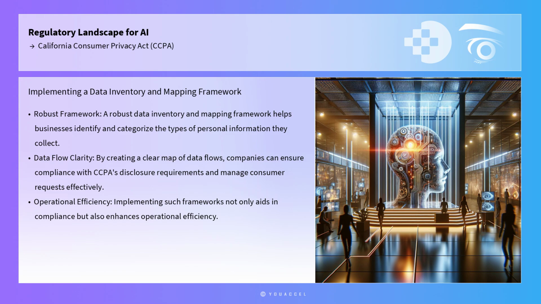A practical tool that organizations can implement is a robust data inventory and mapping framework. This framework helps businesses identify and categorize the types of personal information they collect, the sources of that data, and its flow within the organization. By creating a clear map of data flows, companies can ensure that they comply with CCPA's disclosure requirements and manage consumer requests effectively. For instance, a company like Microsoft employs advanced data mapping tools to maintain transparency and control over data processing activities. Implementing such frameworks not only aids in compliance but also enhances operational efficiency.